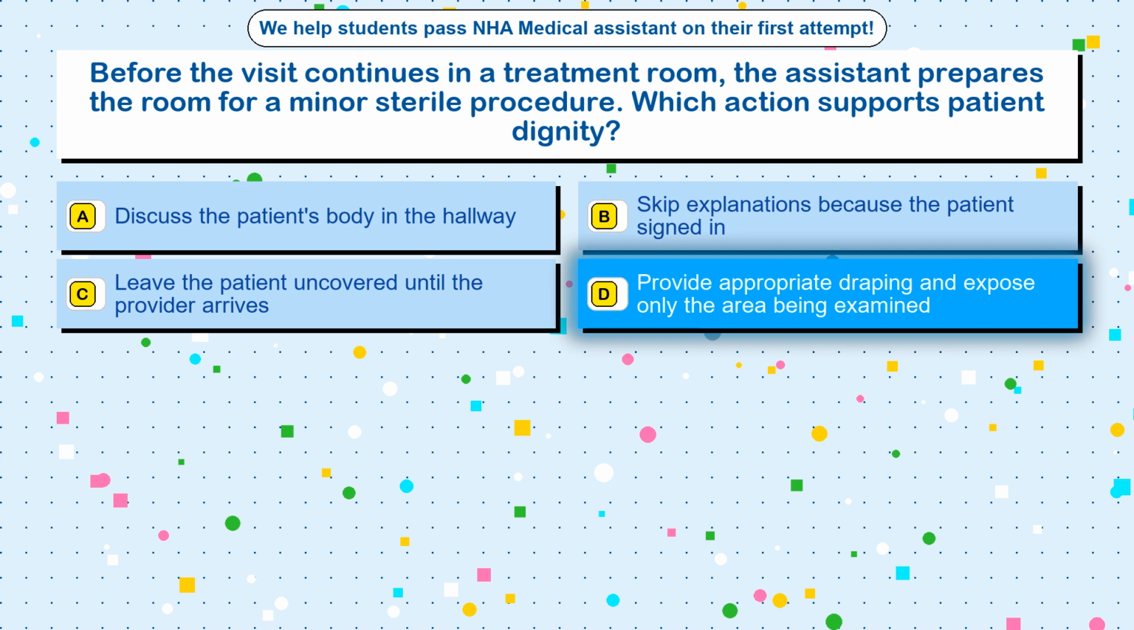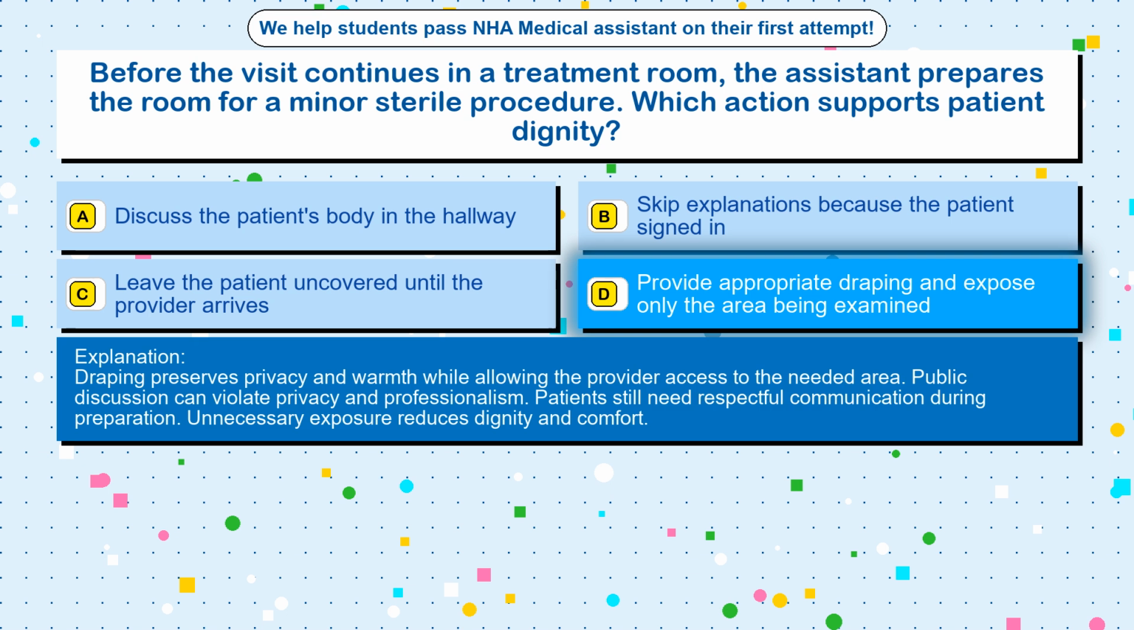The correct answer is option D, provide appropriate draping and expose only the area being examined. Draping preserves privacy and warmth while allowing the provider access to the needed area. Public discussion can violate privacy and professionalism. Patients still need respectful communication during preparation. Unnecessary exposure reduces dignity and comfort.